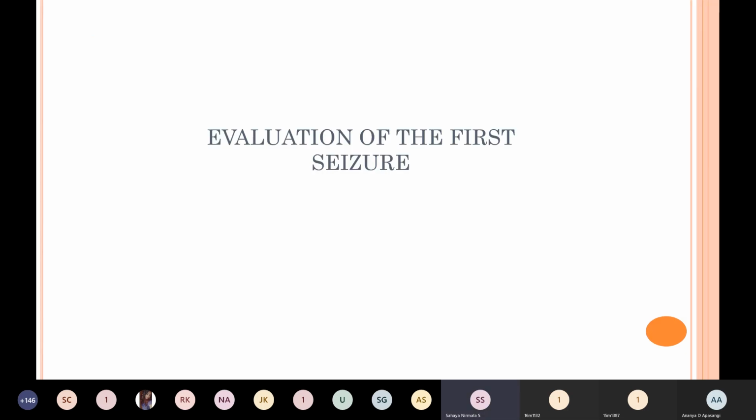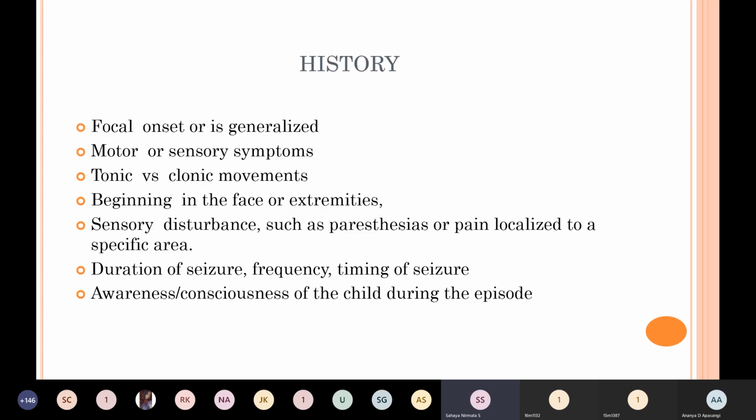So how do we evaluate a child when he presents to us with a seizure? First and foremost is history taking. You need to take a very detailed history of what the type is. What exactly happened? Where did it start? How did it progress? Whether there was any motor component, whether there was any sensory symptom. Was it tonic, clonic, and was there any associated sensory disturbance, and what was the duration of the seizure and frequency, whether it recurred again and how long it lasted, and very important, whether the child was aware or conscious during the episode.